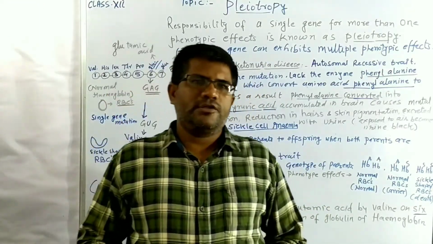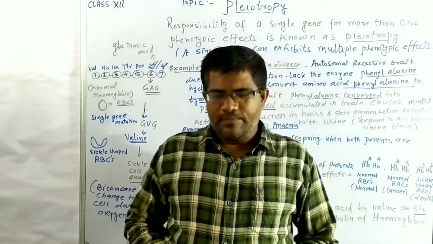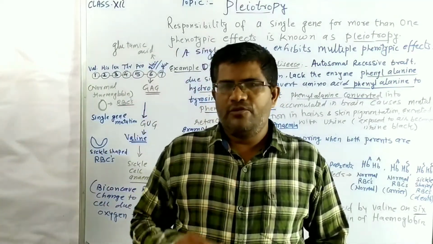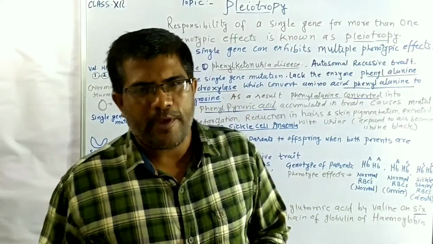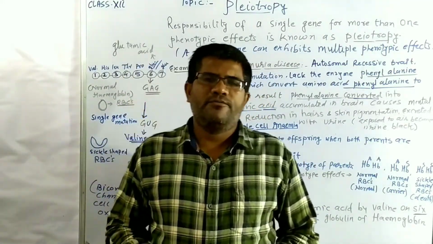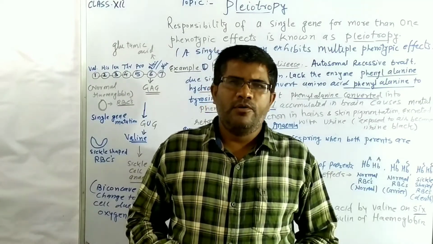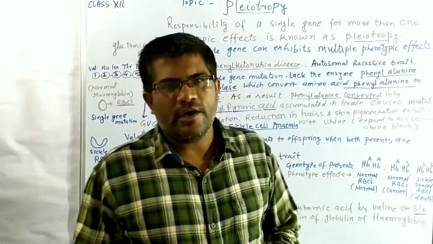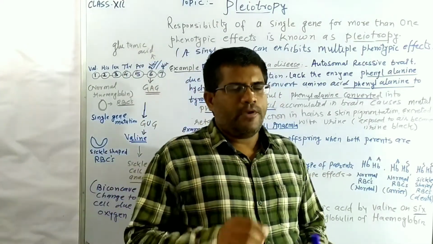Today we are discussing the class 12th chapter Principles of Inheritance and Variation, and the topic is Pleiotropy. Pleiotropy is one of the very important topics from the examination point of view. So today we are discussing pleiotropy.